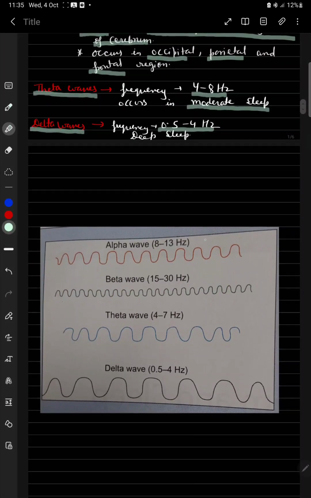So now here is the diagram of alpha wave, then beta wave. See, the frequency has increased. Beta waves have maximum frequency. Then theta wave frequency has decreased, and then delta wave the frequency is minimum. This is in deep sleep.